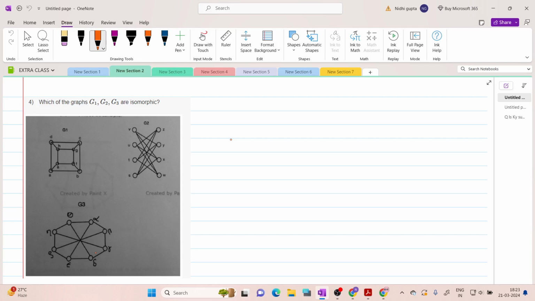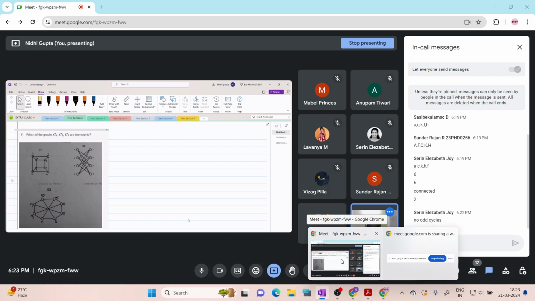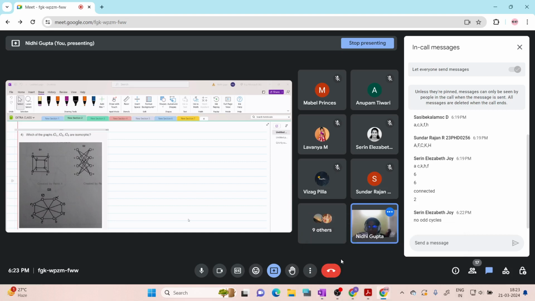So what about the degree sequence of all these three graphs? Are the degree sequences of all these three graphs the same? So we have to check whether some graphs are isomorphic or not. So the first step is to check the degree sequence.